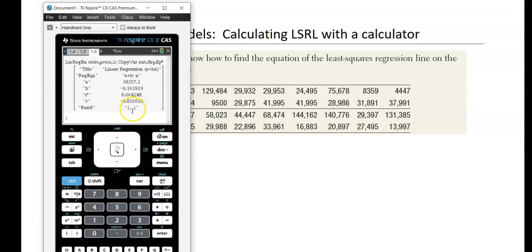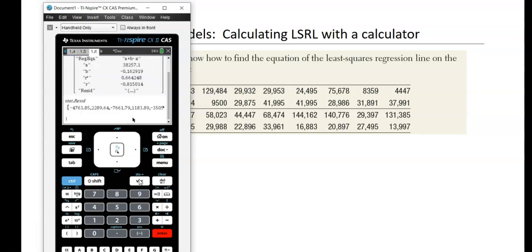If you wanted to see the residuals just for fun, variable resid should be stored as, so those are the residuals if you wanted to see them. I don't think you need those, but that's what that resid means. So you have your equation that way.